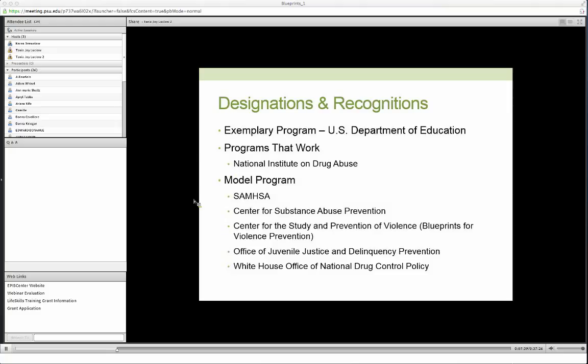Life skills training is highly recognized by a number of very respected organizations. I won't go through all these in detail, but the bottom line is this is a program that's been highly researched for a number of years, and it is supported by many organizations. It's listed as a model program by many organizations, and we know that it works. And that's why the EPISCenter and Blueprints is strongly behind this and promoting this program in Pennsylvania.